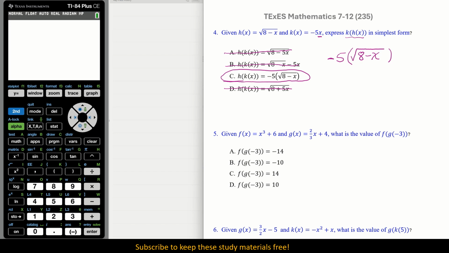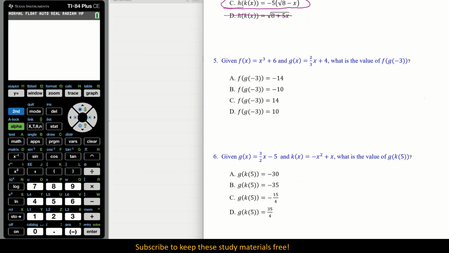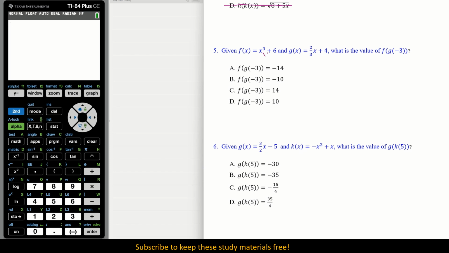Given f of x equals x to the third plus 6 and g of x equals 2/3 x plus 4, what is the value of the composition f of g of -3? We're not going to do this by hand. This is where the use of our calculator comes in very handy. We will designate one of them as y1 and another as y2. Since f is on the outside and it's our y1, we're going to say y1 on the outside. In parentheses, we will have y2, because y2 is g of x, and we want it solved for -3. That's what you're going to see entered in the calculator.